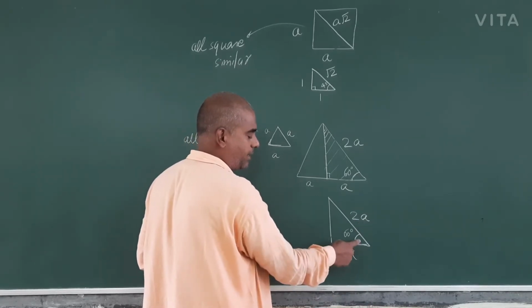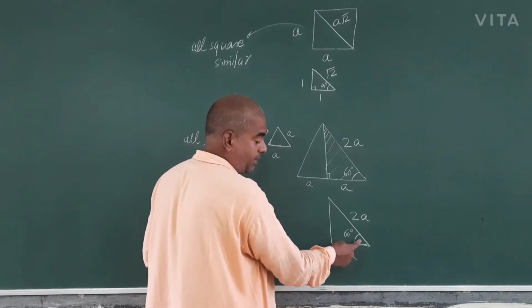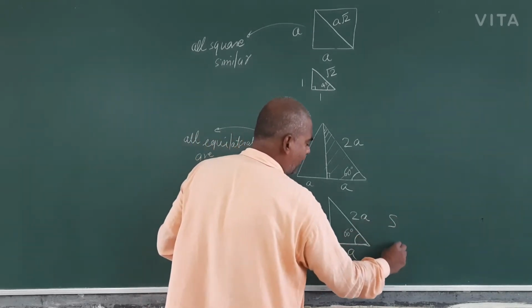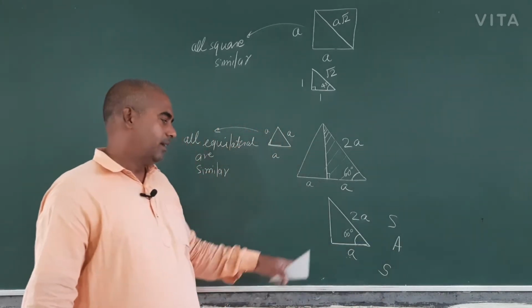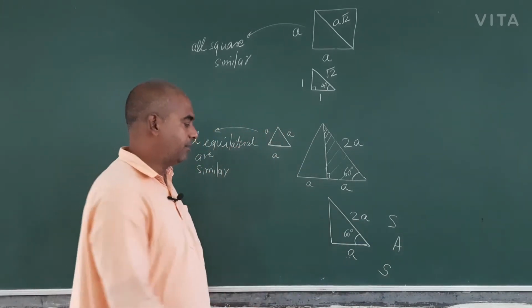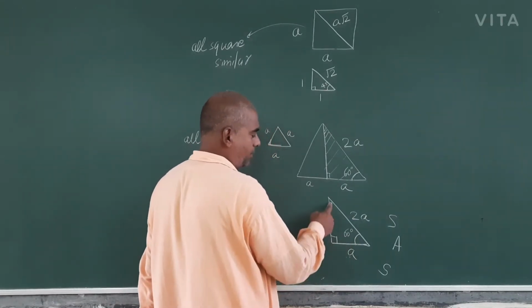2A, A and 60. We don't know this angle, but we can measure. Because this is 60, this is side, angle and side. Later I will tell you side angle side, these are enough. This is 60 degree, this is 90 degree, so this will be 30 degree.